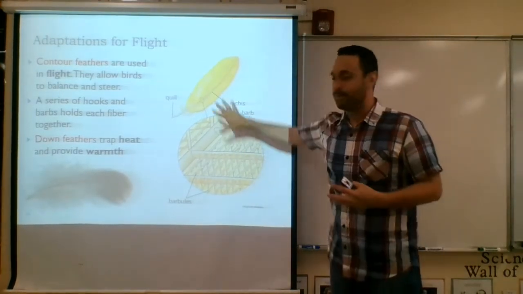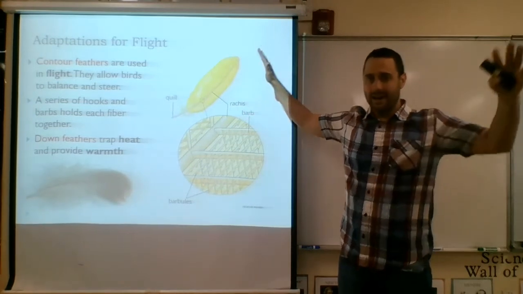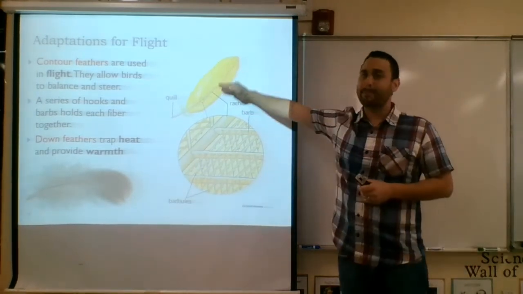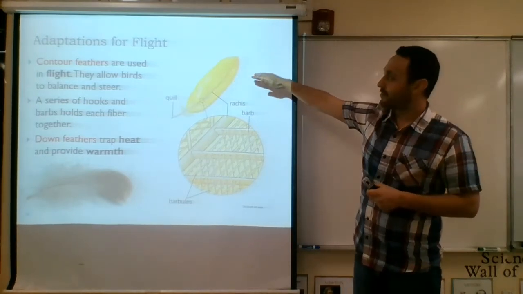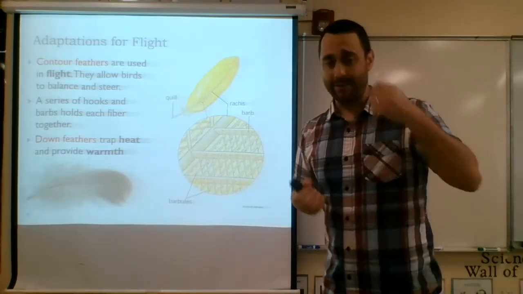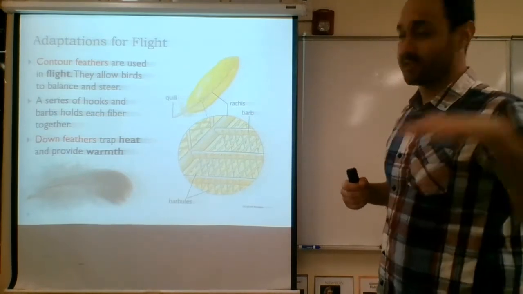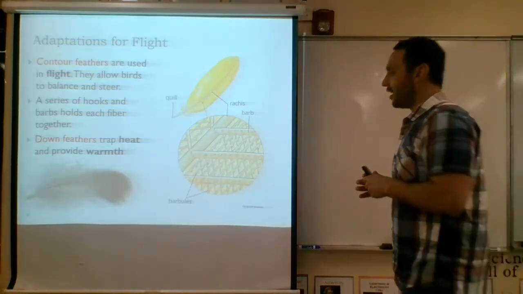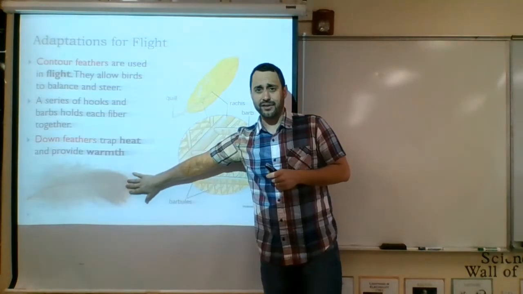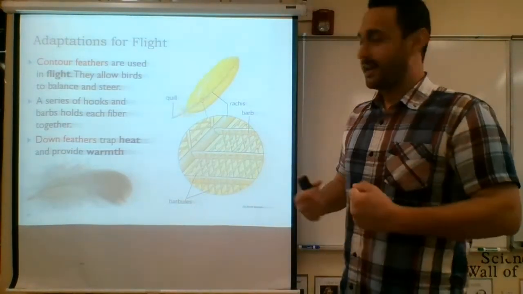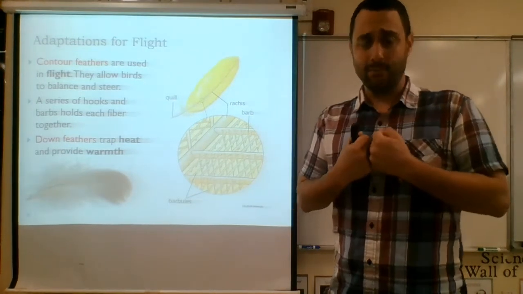All right, so as that bird is flapping its wings, it's making use of the air that gets trapped under those flight feathers. And then it's going to allow that bird to glide or balance themselves and steer as they're moving through the air. Other types of feathers, known as down feathers, their primary purpose is going to be to trap heat and maintain warmth.